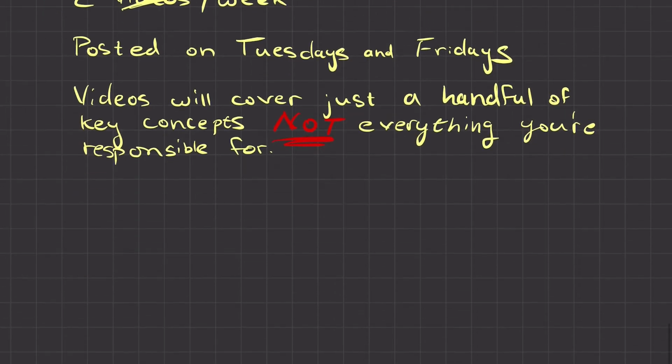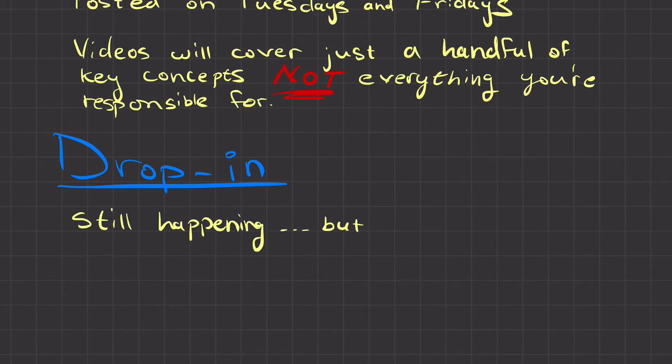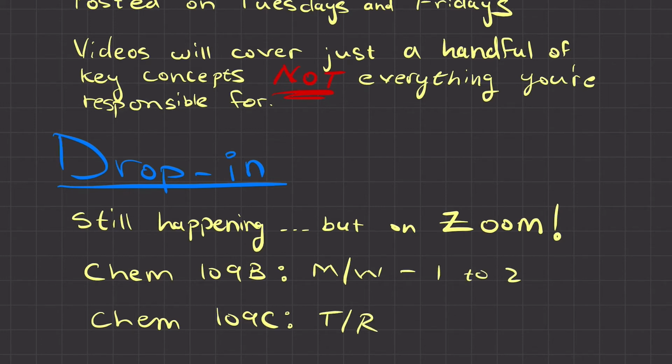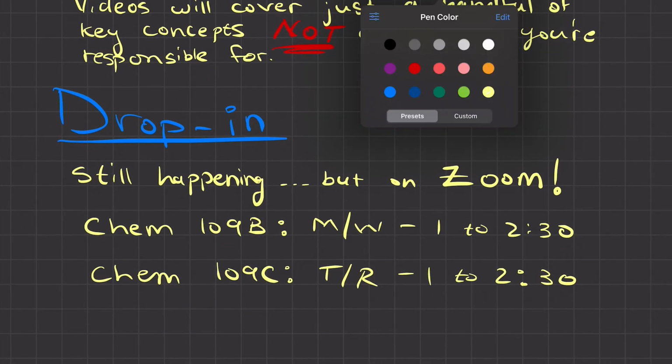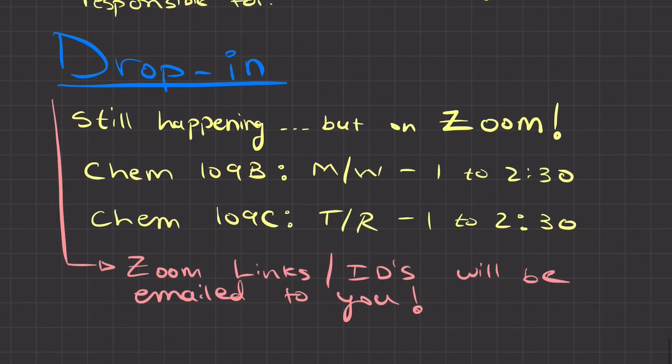And let's talk about drop-in next. Okay. Drop-in is still happening. It's just going to be on Zoom now. Okay. Now, when drop-in is going to depend on your class. So if you're in Chem 109B, your drop-in is going to be on Mondays and Wednesdays. If you're in 109C, it's going to be on Tuesdays and Thursdays. The time is the same for both, 1 to 2:30. Okay. And the way you're going to get in here is I'm going to send you a registration link via email. So these Zoom links will be sent via email, and the IDs. And I think you guys know how to use Zoom by now. So it'll be pretty self-explanatory on that end.